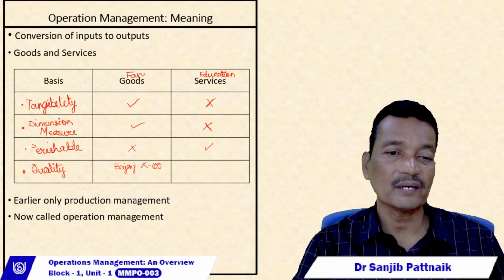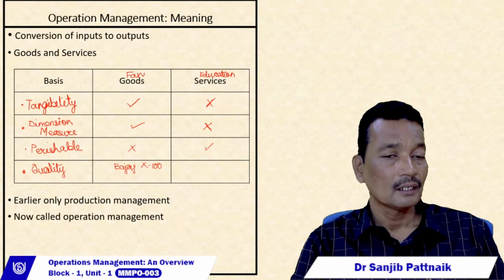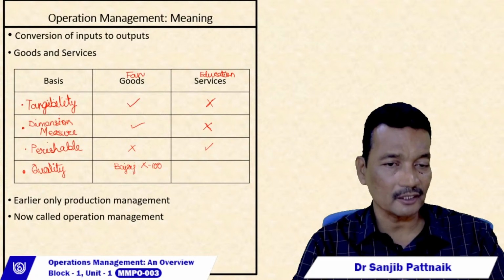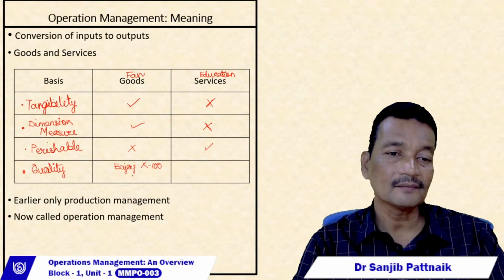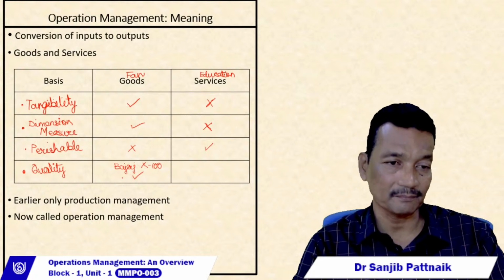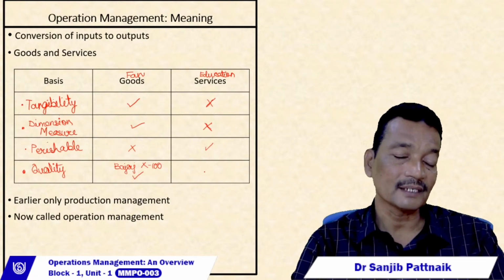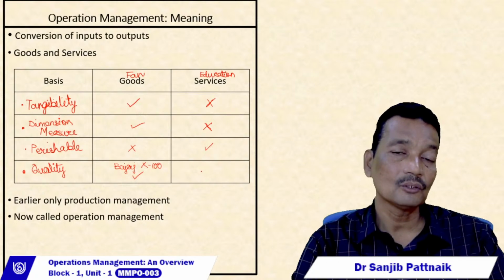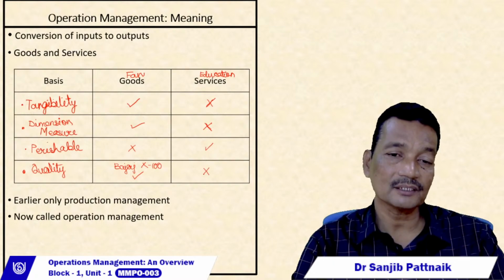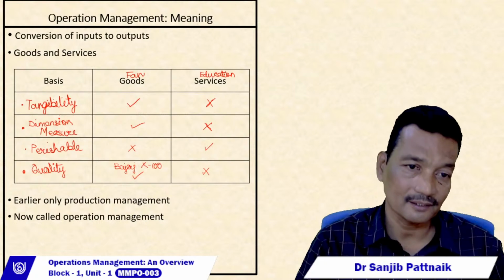This is the fan model. Anywhere we purchase, anywhere we get this product, you will find uniform quality. That means length, breadth, measurement, etc. are all same. But in case of education, it will vary from time to time. So quality maintenance in education is very difficult.